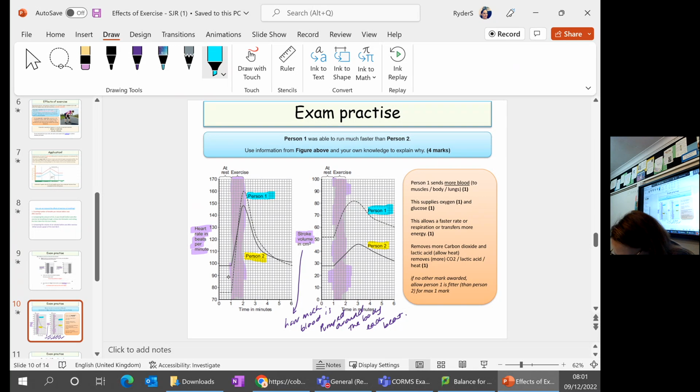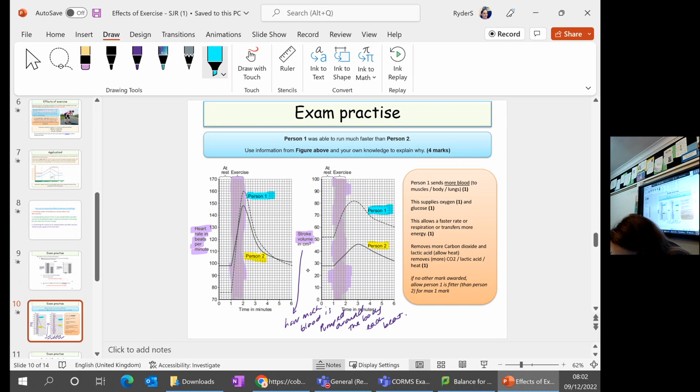Person one has a much lower heart rate to start with than person two, but it increases. Look how much person one's heart rate increases compared to person two. Person one's heart rate gets up to about 160, whereas person two's heart rate only gets up to about 148-ish. So person two's heart rate doesn't reach the same height as person one's.